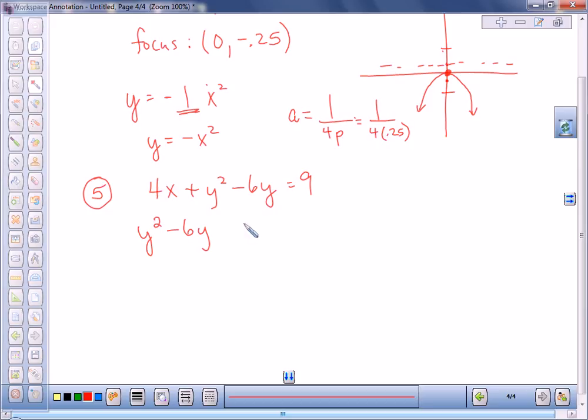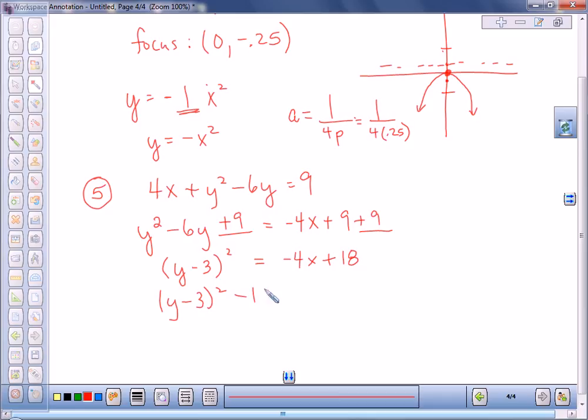So my first step here, I'm going to move that 4x over. It'll make it a little easier for me, I think. And now I complete the square. I take half and square it, so I'm going to add 9 here. Whatever I add to one side, I must add to the other, so I'll add 9 there. So here, this becomes y minus 3 squared. Here, I have -4x plus 18. I move the 18 over. And I'll divide everything by -4.